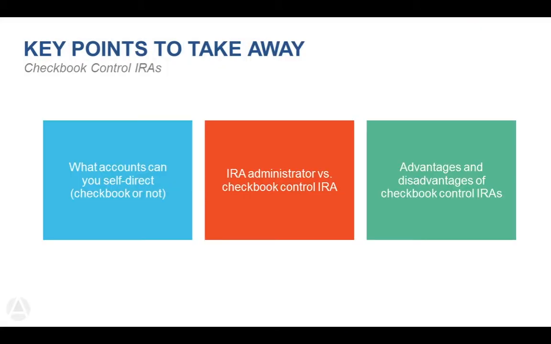Some of the key points I really like for people to take away from this, as this is essentially, pardon the kind of double negative, the same but different as doing regular self-direction, is that there are some different components to this. The responsibilities in these types of scenarios where you structure things in a trust or LLC are shifted slightly depending on how you are doing it. So it certainly is important to understand the basis of what accounts you can self-direct, checkbook or not. The difference between doing it directly here at an administrator custodian or doing it with checkbook control. So doing all of your investing directly through the IRA or utilizing a checkbook control function of an LLC or a trust. And then the advantages or the disadvantages of either.